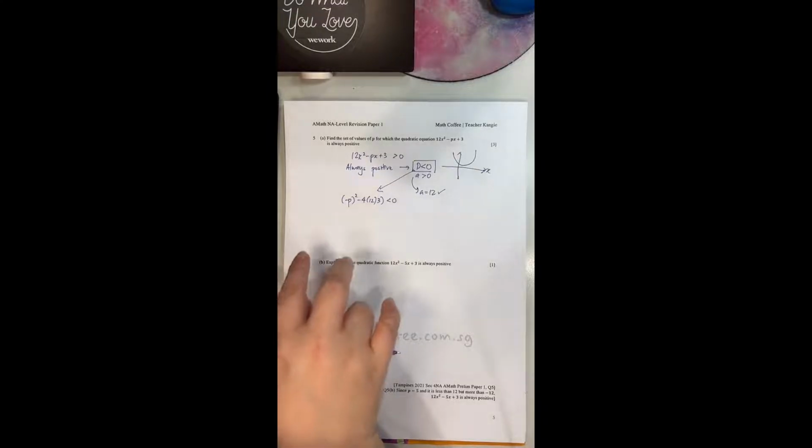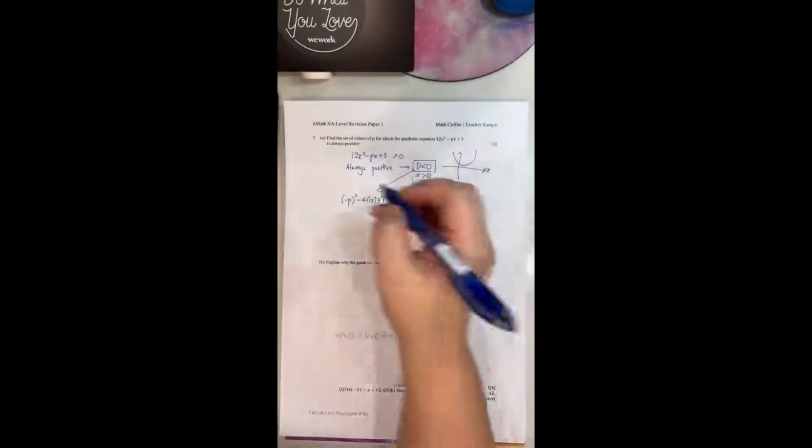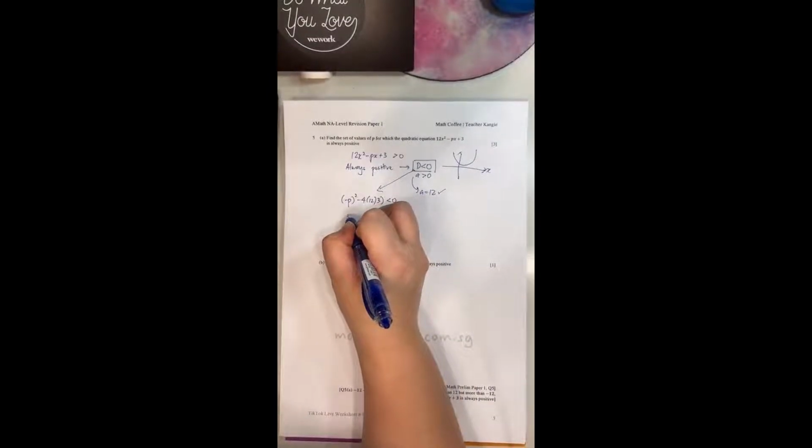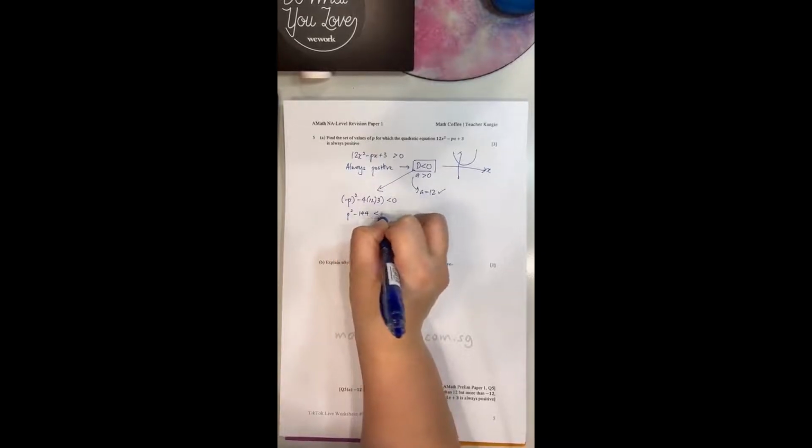Discriminant, yes, B squared minus 4AC. Okay. So now let's continue. So it will be P squared minus 144 less than 0.